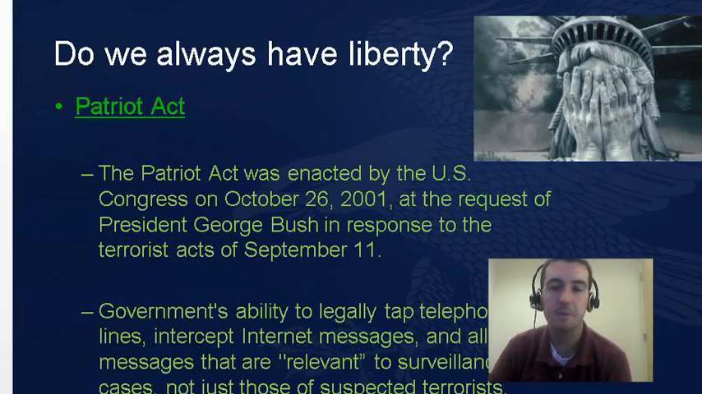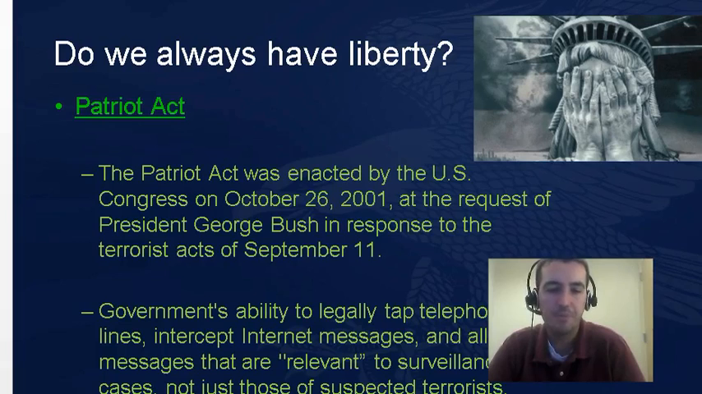We always have liberty. Well, not always, most people would argue. In the assignment that goes with this, you're going to look at an act, which is like a law, called the Patriot Act, which some of you might have heard of, and it's been highly debated whether or not this law should be in place. And you're going to look at whether or not liberty has been violated by this law, by this act. The Patriot Act was enacted, or passed, by Congress on October 26, 2001, at the request of President George Bush in response to the terrorist attacks of September 11th.